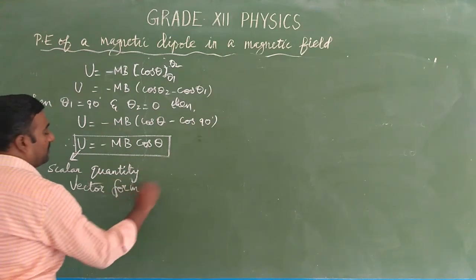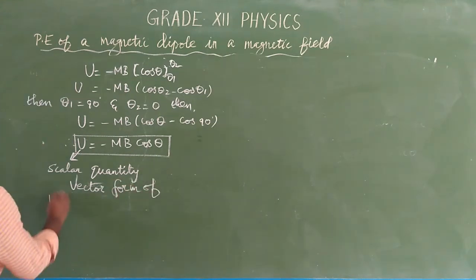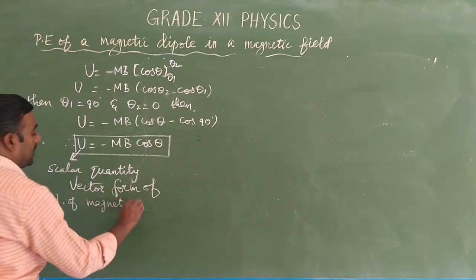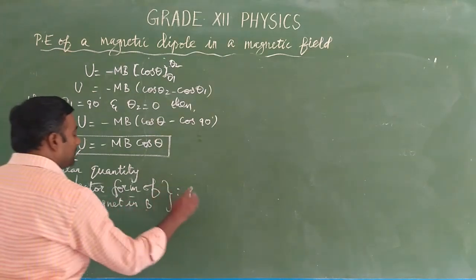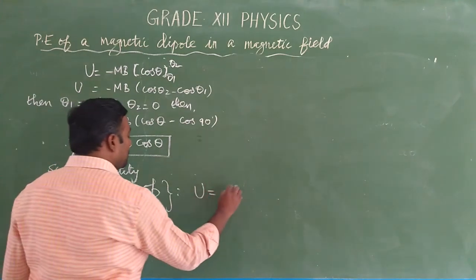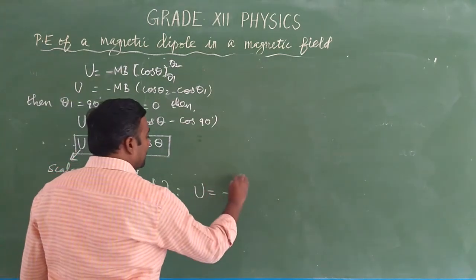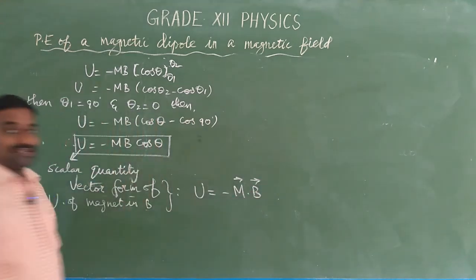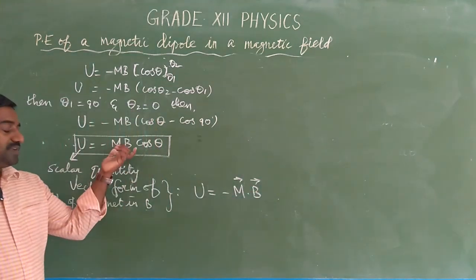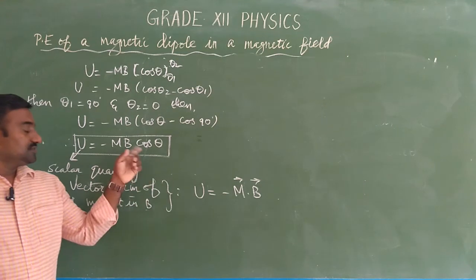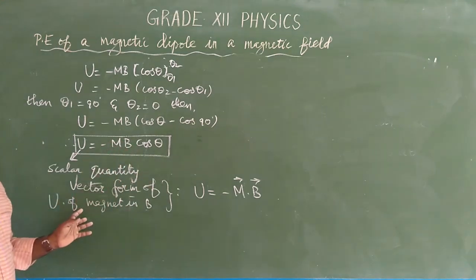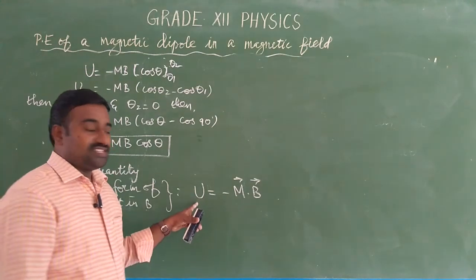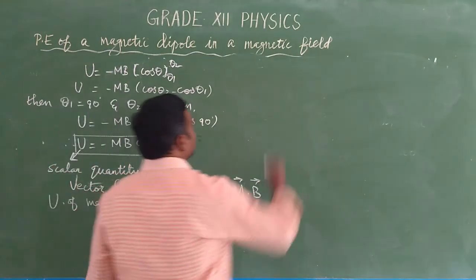So the vector form of potential energy of a magnet in a magnetic field is denoted by U, which is equal to minus m vector dot b vector. Why do we use the dot product? Because it is cos theta. So the two vectors are in dot product, so the resultant will be a scalar quantity. Are you clear? Okay. So this is the vector form of the potential energy. Now we are going to see the special cases.